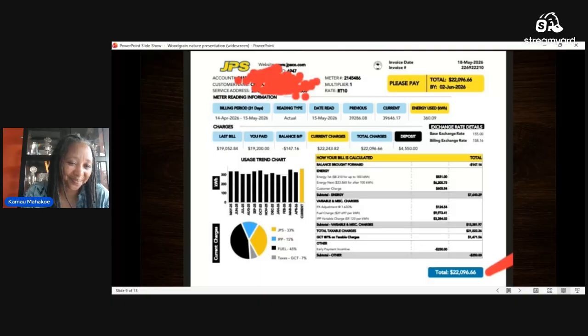So remember also, the highest component of the bill is your fuel, and then the JPS, where they have to go to run their business, and then there's a 7% tax, plus some other miscellaneous charges, right?